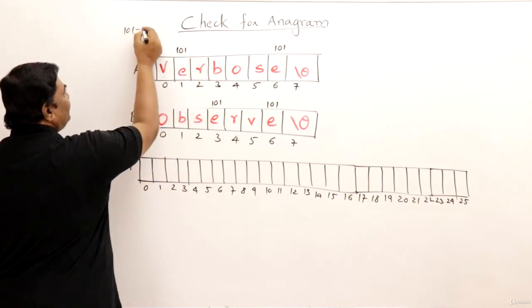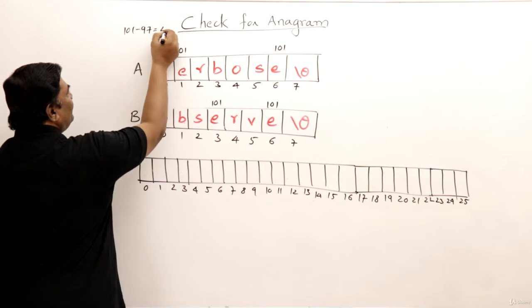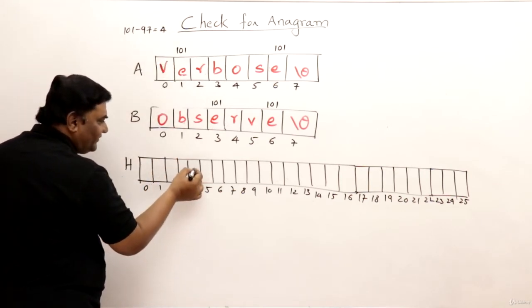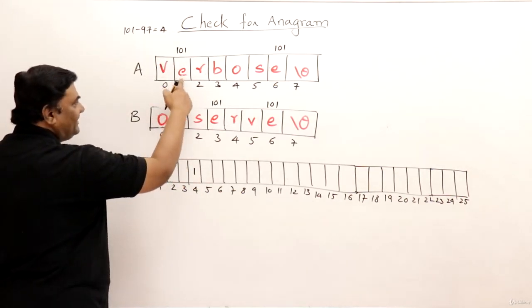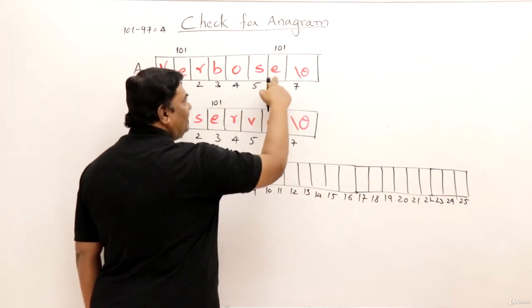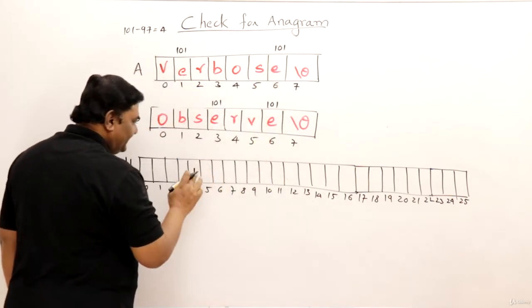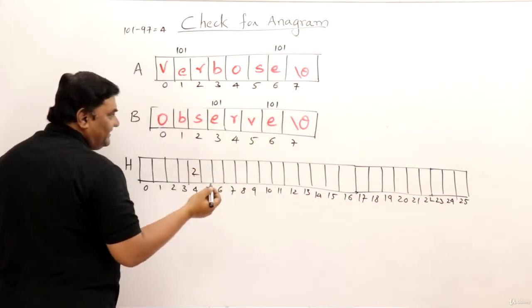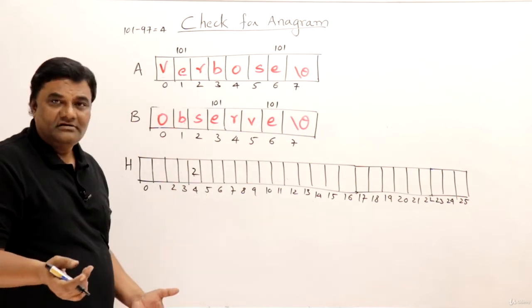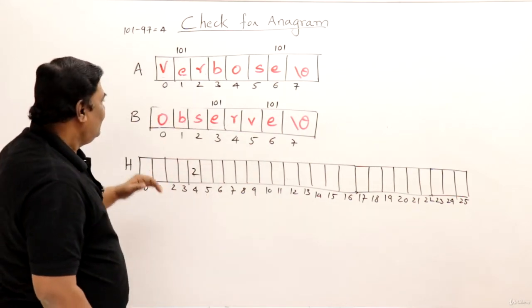So 101 minus 97 is 4. So at index 4 it will become 1. Increment, right? The next time when we get another E, again at the same index it will become 2, as we are incrementing it. Right? So I am just counting duplicates.